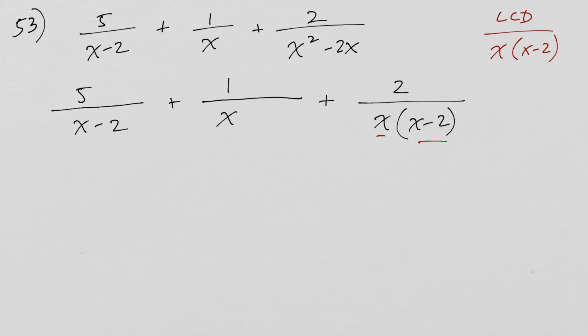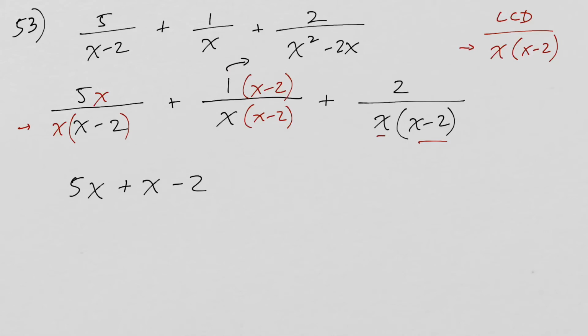So this first one, in order to make this down here look like that common denominator, I have to multiply by x. So I do that in the numerator as well. The second one, I have to multiply by x minus 2. So I have to do that in the numerator as well. And the third one I'll leave alone. So I'm going to have 5x, now distribute this one, so plus 1x minus 2, and then plus 2, all over that denominator.